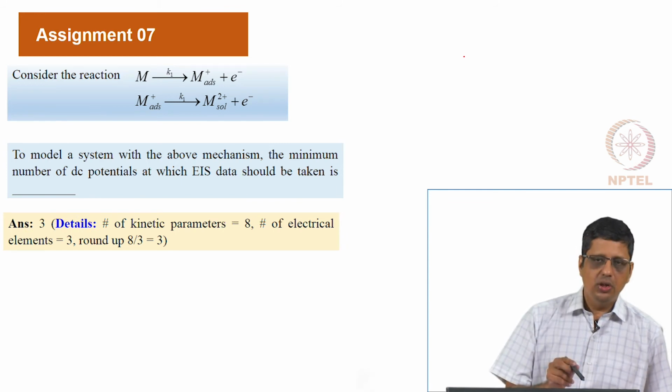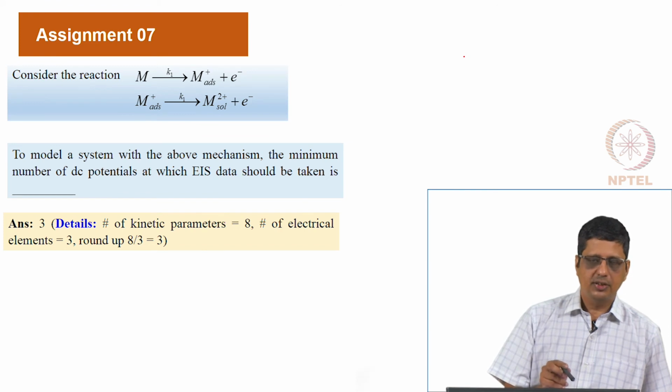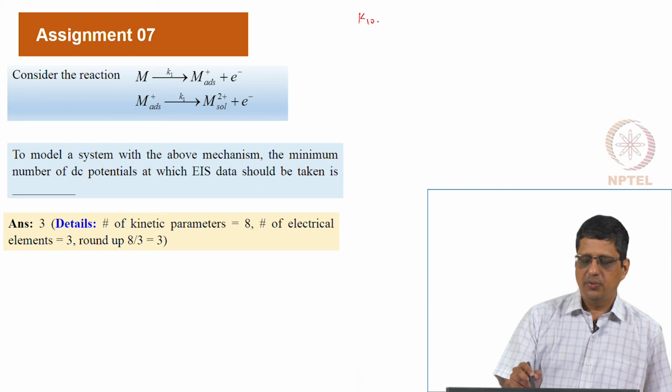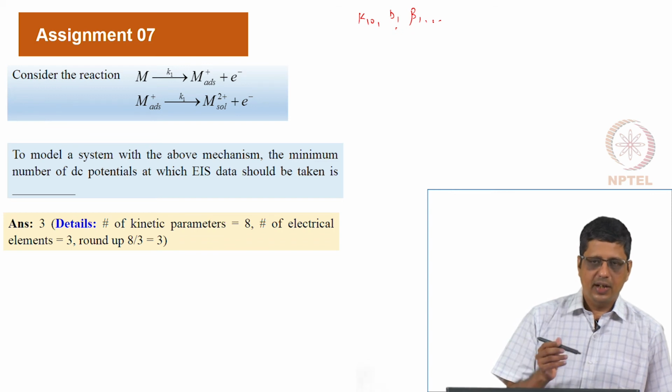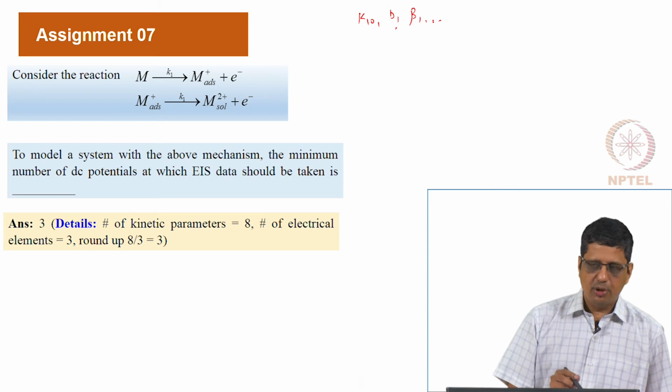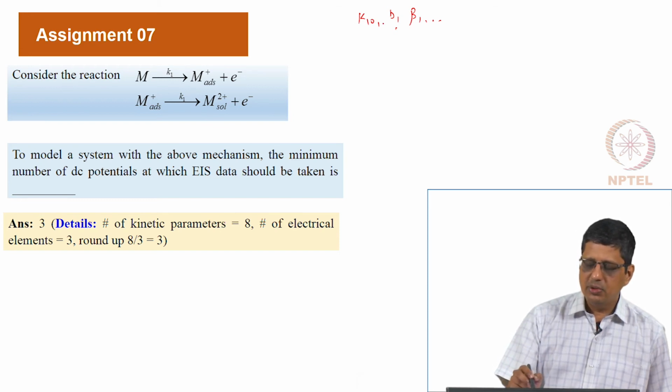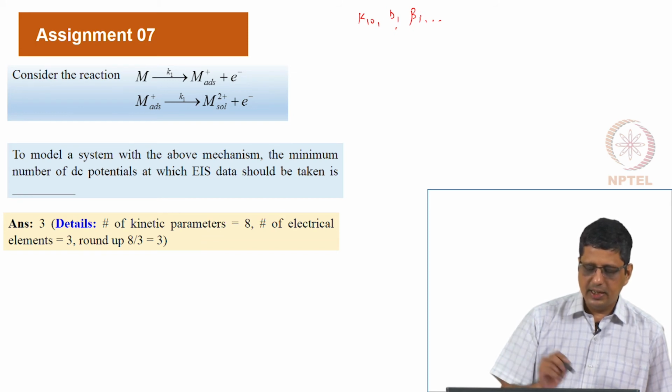Now, if you are going to describe this reaction using the Frumkin isotherm model, and if we have to get the parameter values K10, B1, beta 1, etc., by taking the EIS data and using an optimization program, then at how many DC potentials should we take EIS data? Minimum how many DC potentials should we take EIS data? K1 is given by K10 exponential of B1 EDC, exponential of B1 G theta.